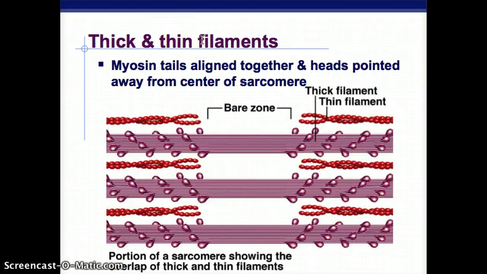So we've got myosin tails aligned together, and the heads are pointed away from the center of the sarcomere. So here's the center of the sarcomere, that section of our muscle. This is what we call the bare zone. So obviously there's nothing here. So here's our myosin, here's our actin, thick and thin. Okay, so you can kind of see how they're overlapped. And everything that happens is going to pull into here. So either way, it's going to be pulling this way and this way to bring it in.